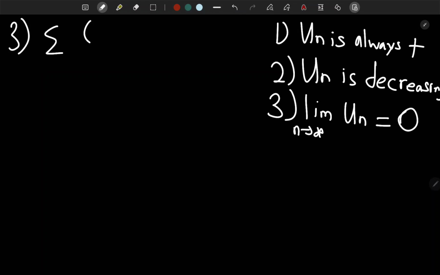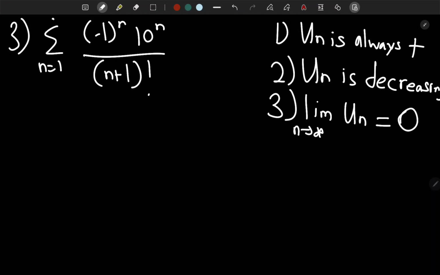So we have negative 1 to the power of n, 10 to the power of n over (n plus 1) factorial, and we have n equal to 1 all the way to infinity. So now let's start with our AST. First condition is, is u of n always positive? And sorry about that, I skipped identifying the u of n. Here the u of n is going to be 10 to the power of n over (n plus 1) factorial, and you can see that this is of course the sign generator, and everything else is u of n.